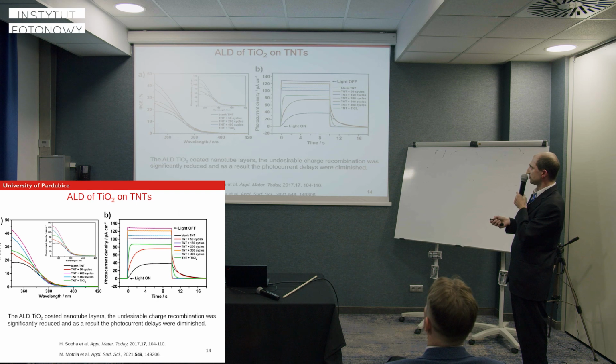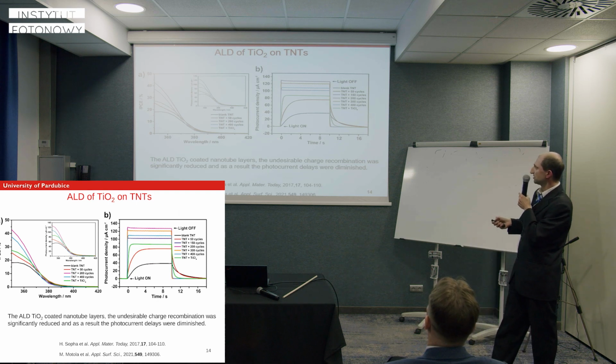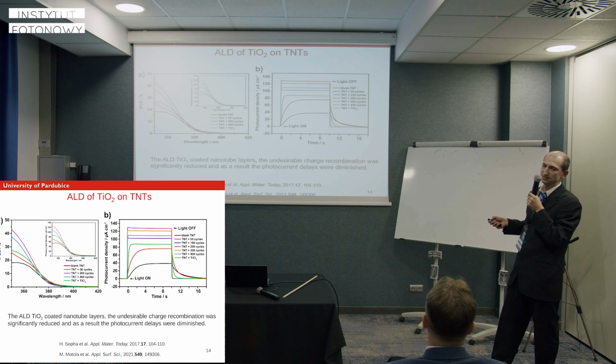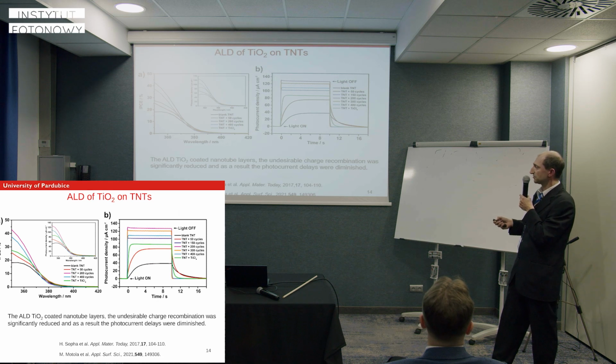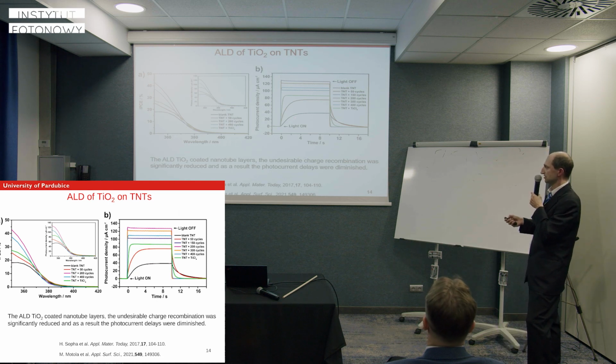Here is also the transient. We can see that the blank structures have a very delayed response time. And when we increase the number of cycles, or let's say the thickness of the titanium on the top of the tubes, we annihilate these defects in the structure, and then the photoresponse is very fast.